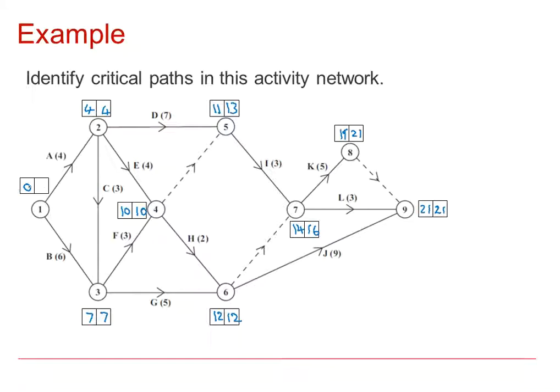And the latest we can start the project is either 4 take away 4, which is nothing, or 7 take away 6, which is 1. The latest we can start the project and complete A and B would therefore have to be 0. So now we're looking for critical activities. A has to start at 0, it has to finish at 4, and it lasts for 4. That means A is critical.